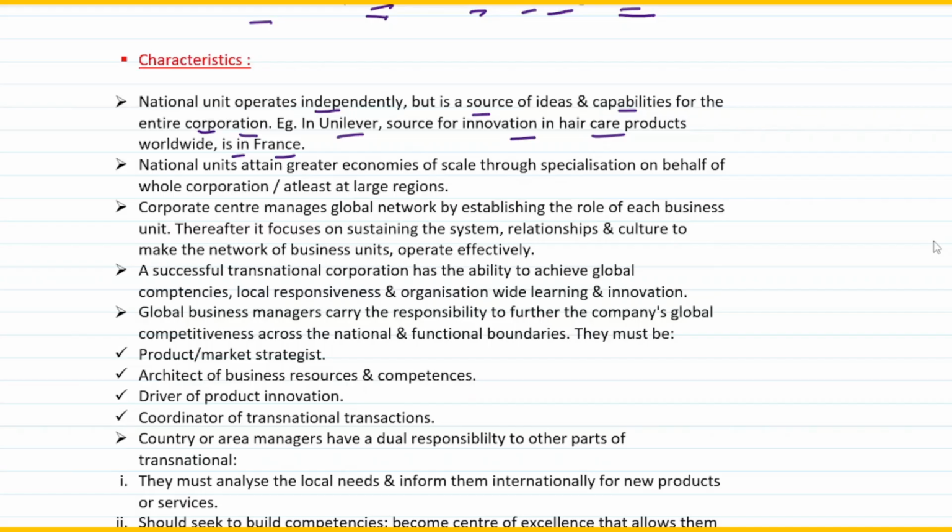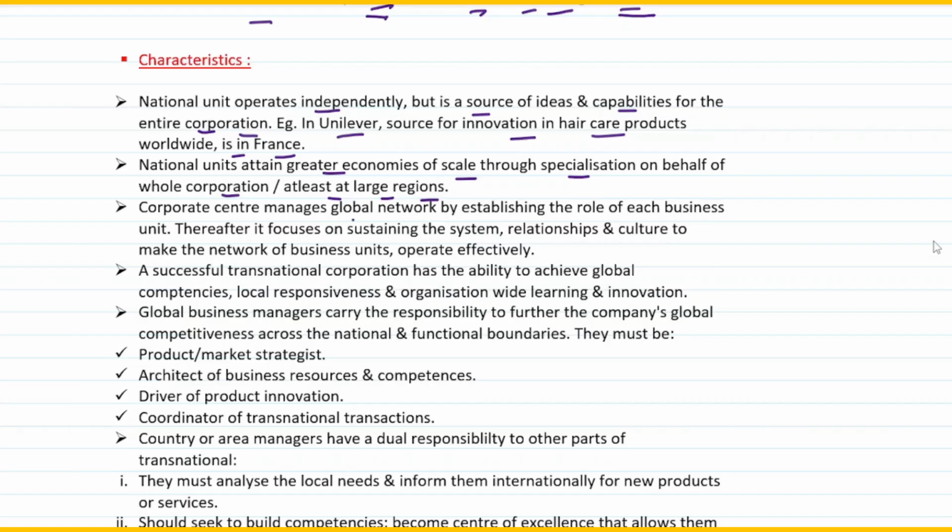Similarly, national units attain greater economies of scale through specialization on behalf of the whole corporation or at least at the large regions, right? So there is a characteristic of economies of scale. So basically you attain greater economies of scale. Why? Because the specialization perspective comes into the picture, because you have specialization throughout the globe. So the ideas come, and that can improve the performance of the business within the whole corporation or at least in the large regions.